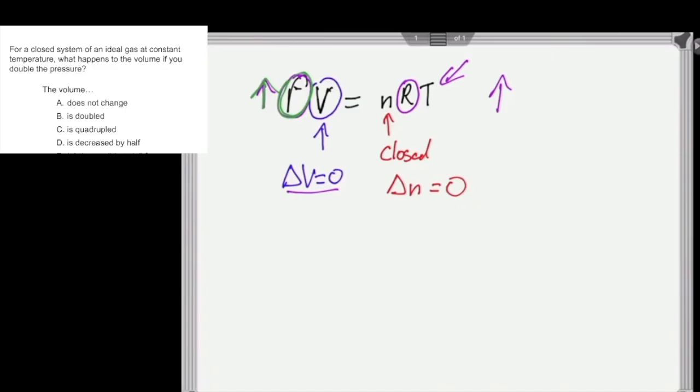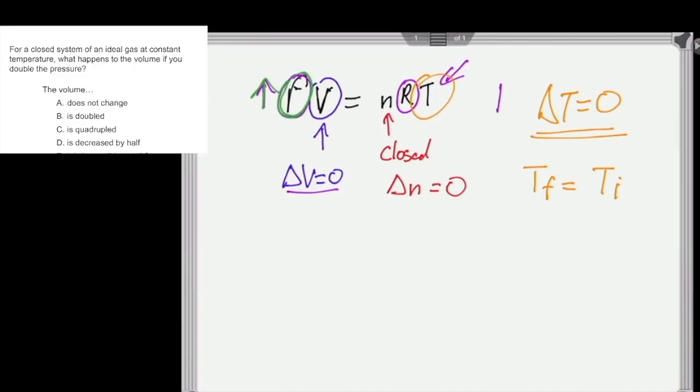We said it's closed, so delta n is 0, R is not changing. Temperature is your last handle that could potentially change if the volume wasn't going to change. Right, but that's not the case. How do we know? What's the other information given in this system where we know delta T must be equal to 0? Yeah, this is going to be done at constant temperature. Constant temperature just means T final must equal T initial. Right, that's the first value.